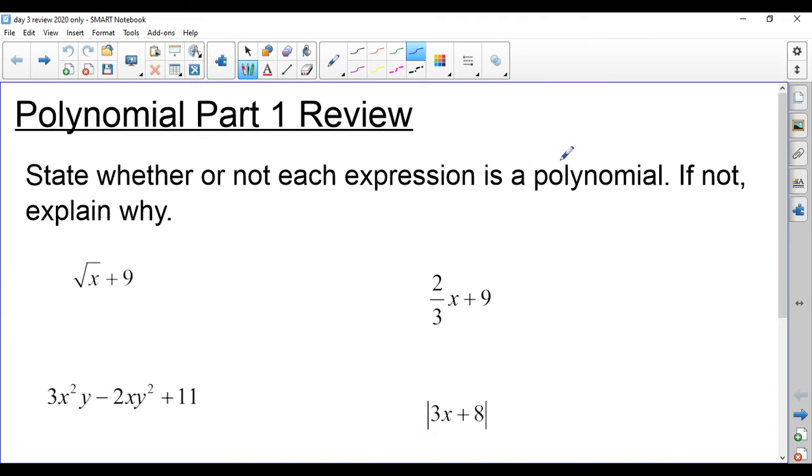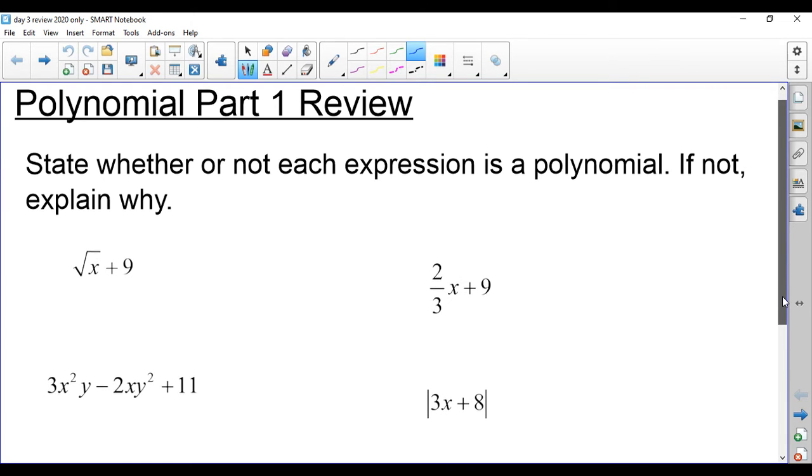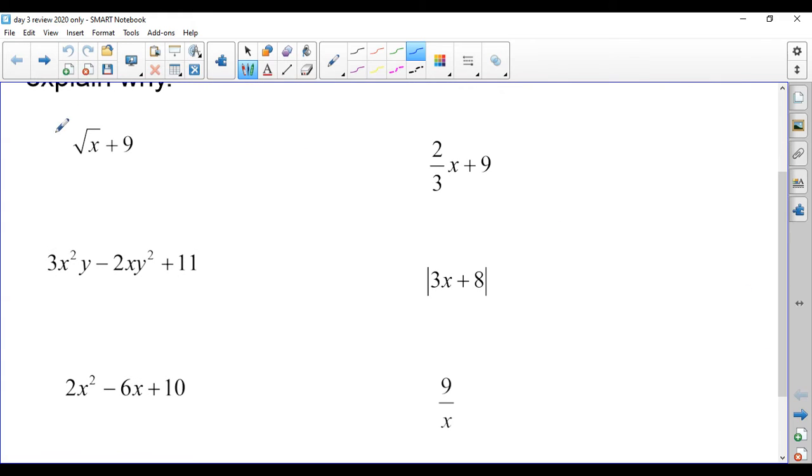So a couple of things we did in this introduction to polynomials. The first thing is state whether or not an expression is a polynomial, and if not, say why. In order to be a polynomial, the only operations can be addition, subtraction, and multiplication. Exponents are just a shorthand for writing multiplication. So if we look at each of these, in this first one, I have square root of x. This is not a polynomial because it has a square root.